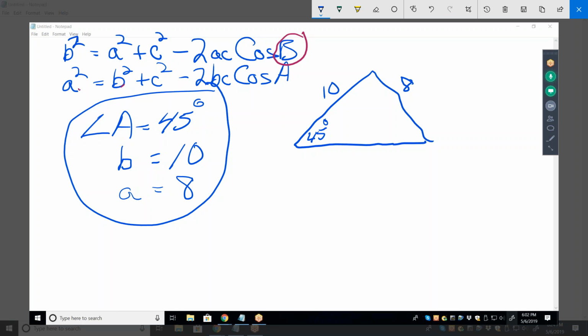There are actually 2 triangles that fit this description. One of them is that one right there. The other one is that one right there. Notice that in both cases, this is 8. In other words, they are both an 8, 10, 45 degree angle triangle. And yet there's 2 different solutions. One of them is the big blue triangle, and one of them is the triangle that has the red side as one of its edges.